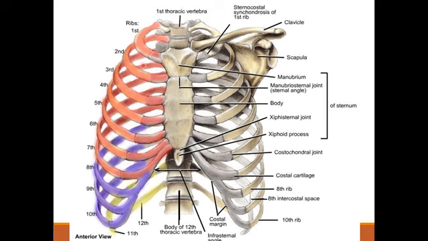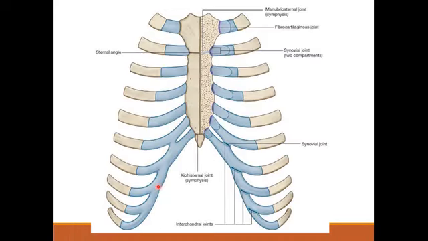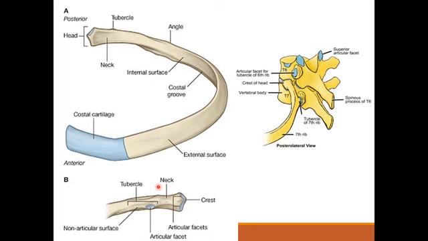So we have the first 7 true or vertebrosternal, 8, 9, 10 false or vertebrochondral, 11th and 12th the floating or vertebral. Floating because they lie between the layers of the anterior abdominal wall muscles and they move up and down during breathing between these muscles. That's why they are called floating. This is the first type of classification of the ribs.